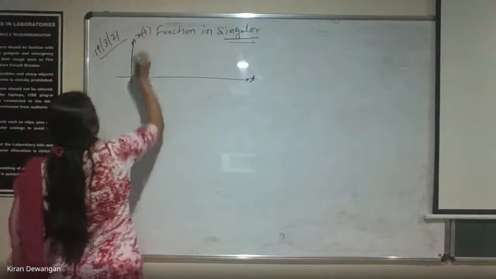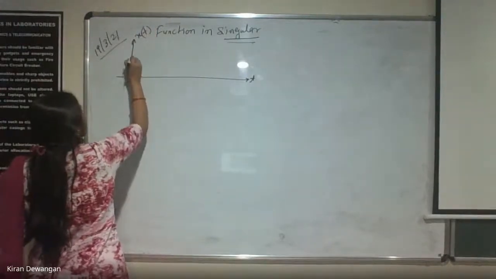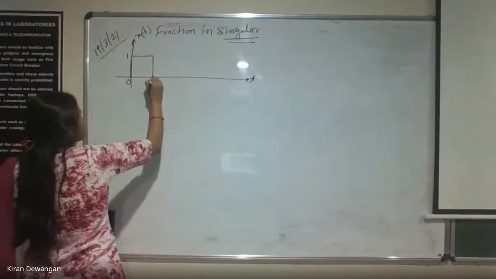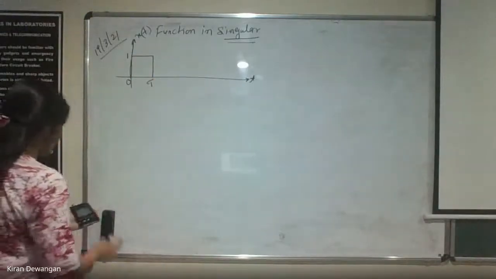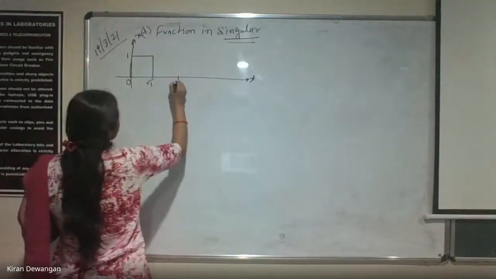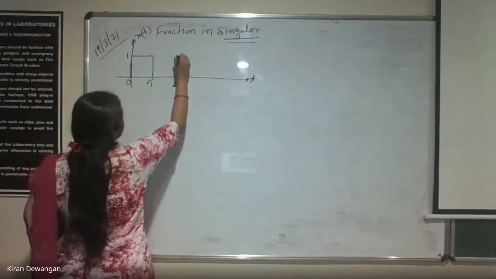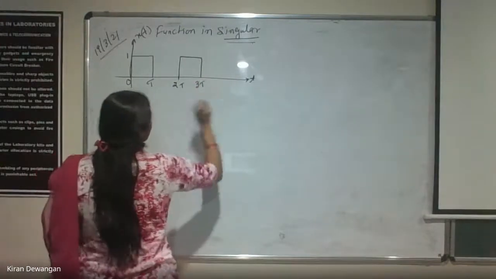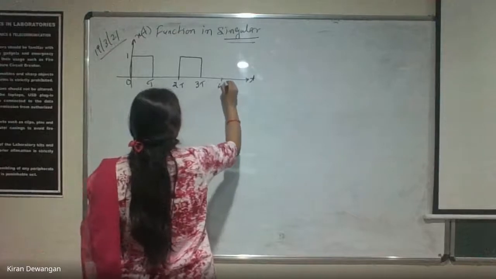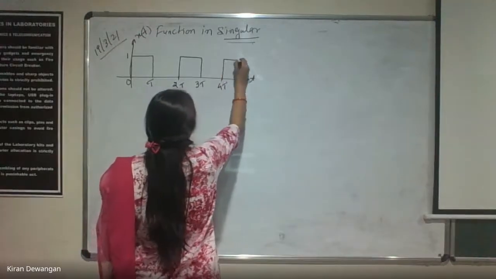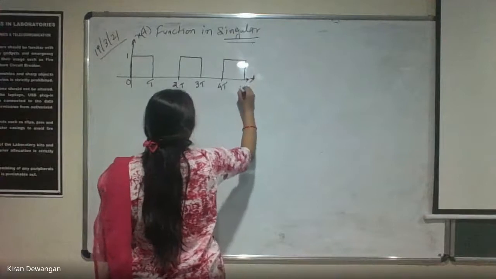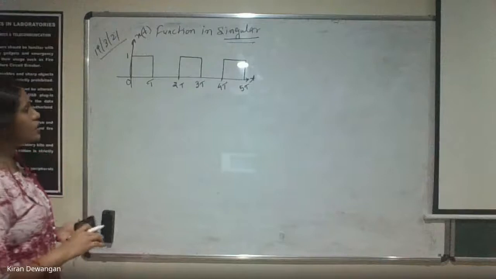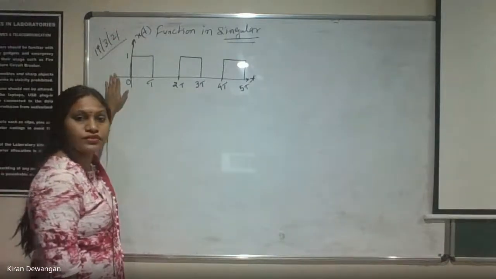xt. This value is 1 and this value is, let it be any value tau. Here we have 2 tau, which is starting and ending up at 3 tau. Here we have 4 tau, which is starting and ending up at 5 tau. So this is the function. Now we have to express this in terms of singular function.